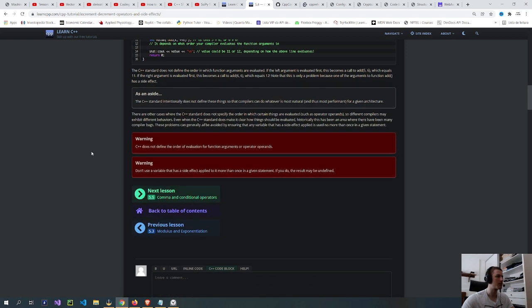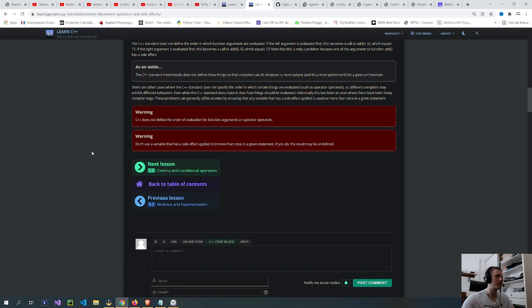As an aside, the C++ standard intentionally does not define these things so that compilers can do whatever is most natural and thus most performant for a given architecture. There are other cases where the C++ standard does not specify the order in which certain things are evaluated, such as operator operands. So different compilers may exhibit different behaviors. Even when the C++ standard does make it clear how things should be evaluated, historically this has been an area where there have been many compiler bugs.